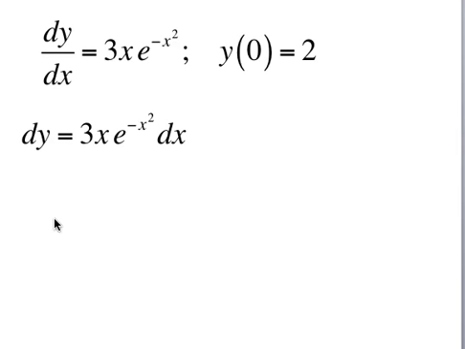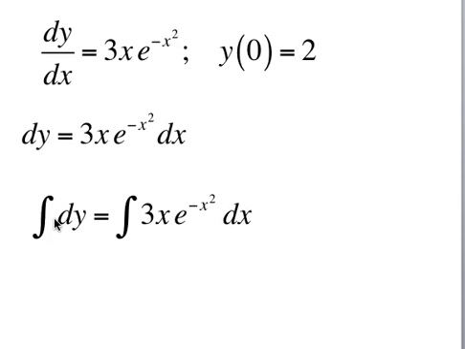Doing that, I get dy is 3x e to the negative x squared times dx, and then we're going to integrate both sides. The integral of dy is going to be the integral of 3x e to the negative x squared dx. We have separated the variables, all the y's on the left, all the x's on the right. Once we've done that, then we can integrate both sides. The integral of dy is just y, and this is going to take some work. That's going to require us to do a U-substitution.